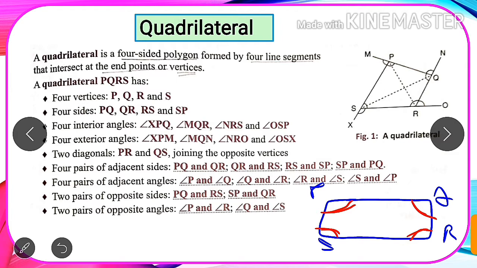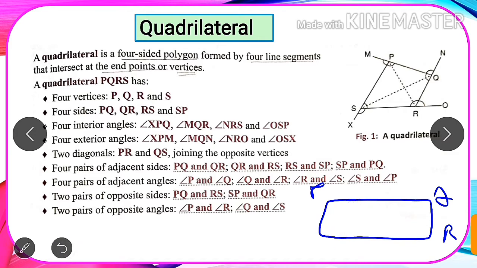Now if we are asked individually what is the adjacent angle of P, then our answer will be Q and S. If we are asked what is the adjacent angle of S, then our answer will be P and R. Similarly, the adjacent angle of R will be Q and S, and the adjacent angle of Q will be P and R. Now let us see opposite sides.